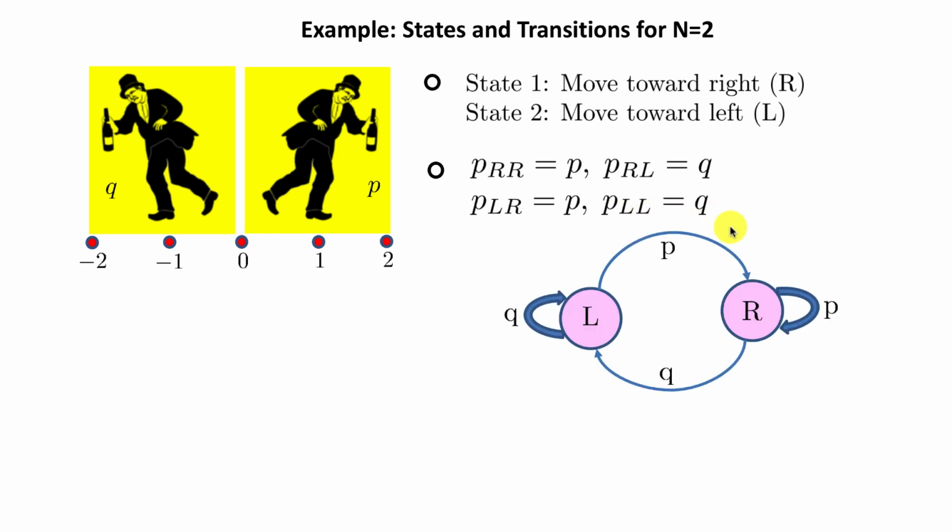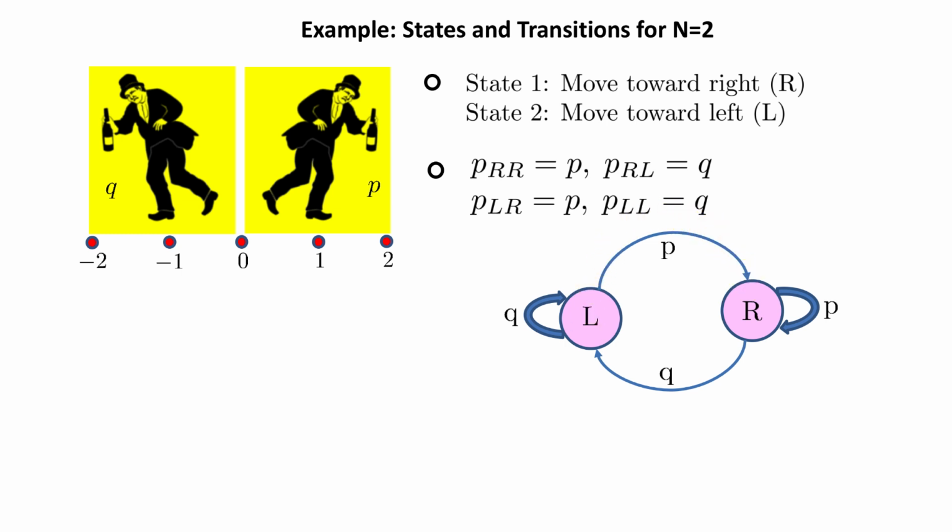We can represent this in terms of a diagram. So suppose that he is moving right, then the probability that he will keep moving right is p. So right to right is p, as denoted over here. Right to left is this probability, that's q. While moving to the left, he can keep moving left like this. Left to right, so that is p.